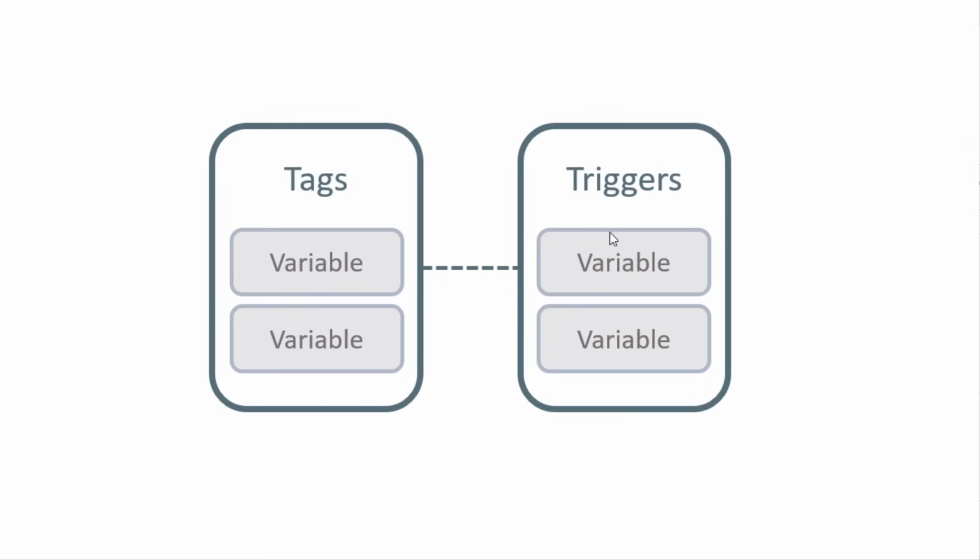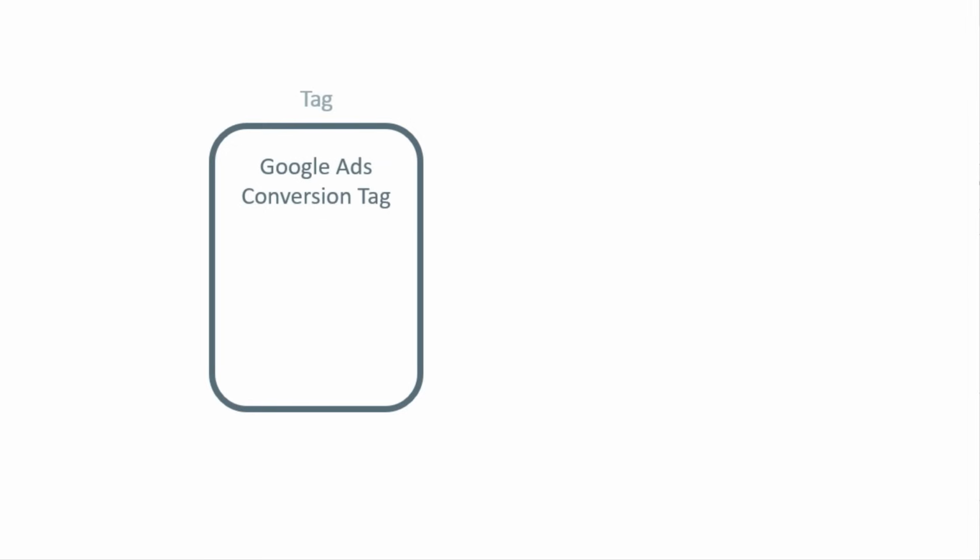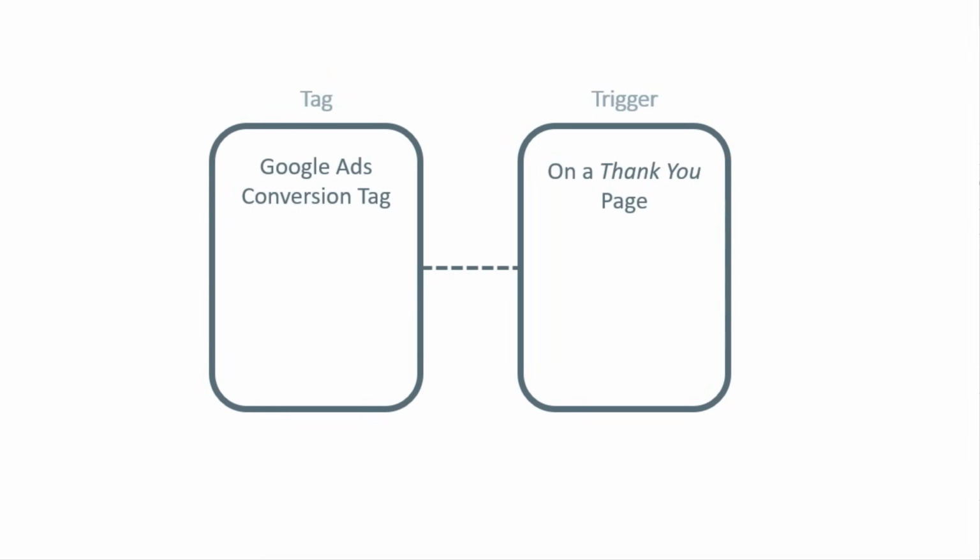So we can take a look at this a bit differently. At first, we have a tag. In this case, it's a Google Ads conversion tag. So what do we want to do? We want to send conversion data to Google Ads. Then the question is, when do we want that to happen? And that's where triggers come in. And our condition could be, well, we want to fire our Google Ads conversion tag on a thank you page.